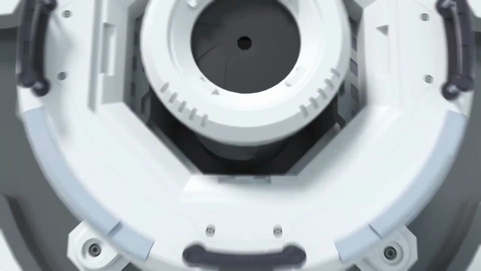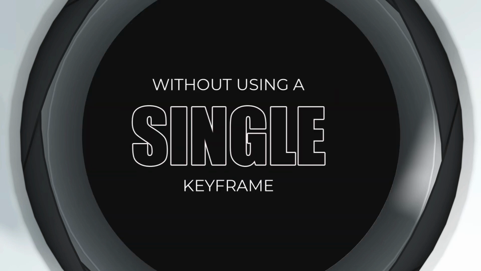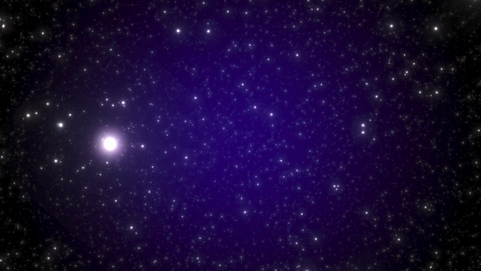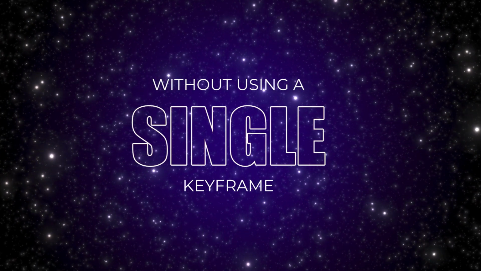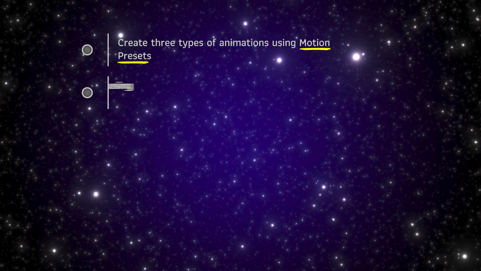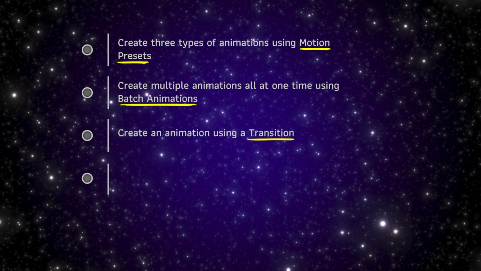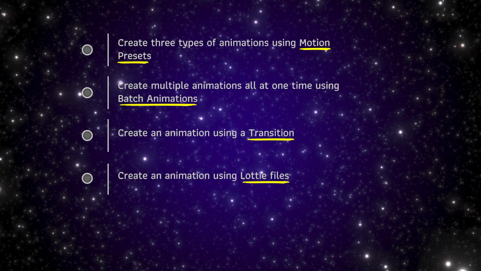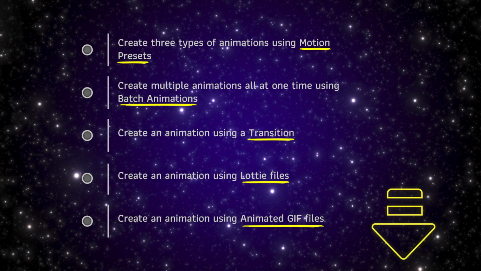This is part 6 of a multi-part training series that shows various ways to create animation without using a single keyframe. In the last 5 videos, you saw how to create animation without using a single keyframe with the following techniques: motion presets, batch animations, transition, lottie files, and animated GIF files. See the link below for details.